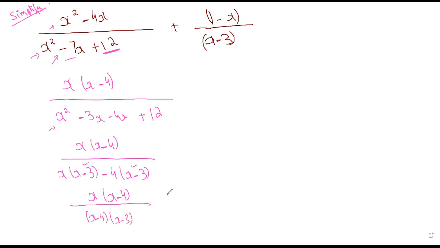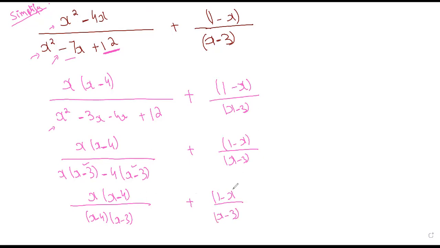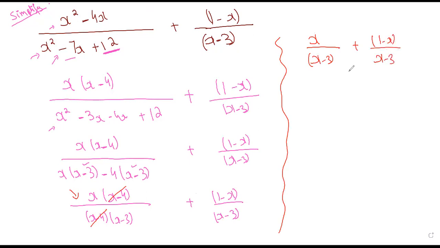Okay, so we are done with the simplification of the first fraction. There's no point in simplifying the second fraction because it's already simplified: x minus 3 plus 1 minus x divided by x minus 3. Now before taking the LCM of the two fractions, I can simplify every fraction on its own. So if I talk about the first fraction, I can cancel these two out. Now I have a simplified version of the first fraction, that is x divided by x minus 3 plus 1 minus x divided by x minus 3.